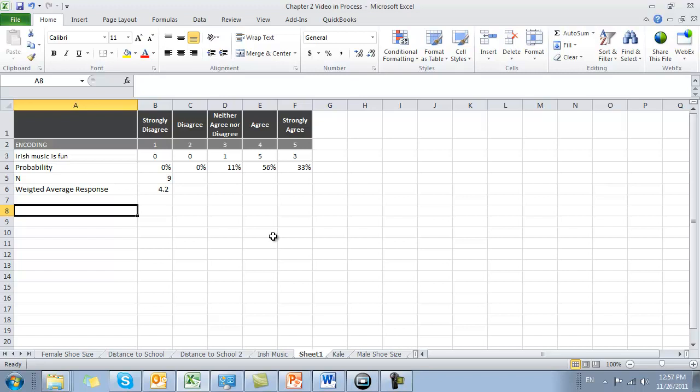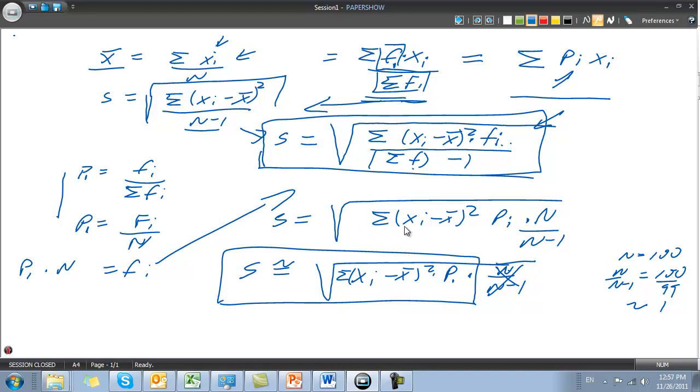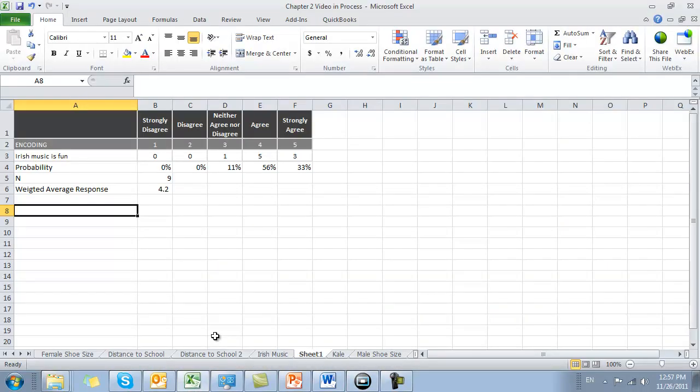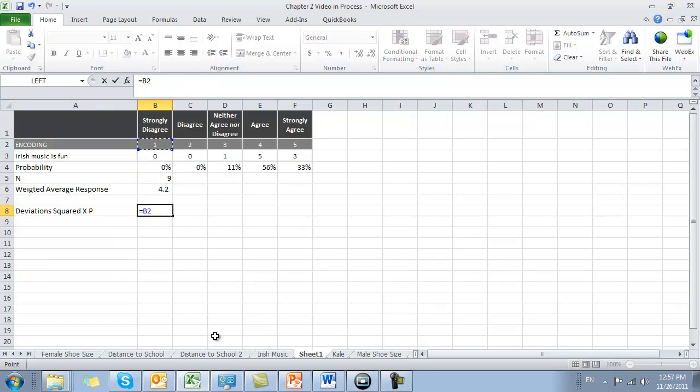So to find our sample standard deviation, let's look at our formula again. We need to find the sum of our deviations squared times the probability, multiplied by n over n minus 1. So I need the deviations squared times my probability. Here's my response, there's my average. I'm going to need to square that, then multiply that by my probability of getting that response.